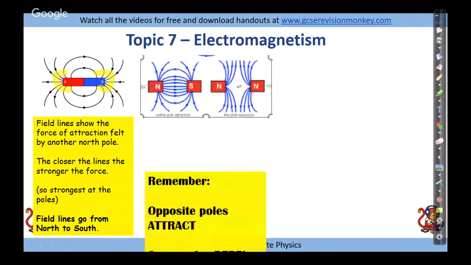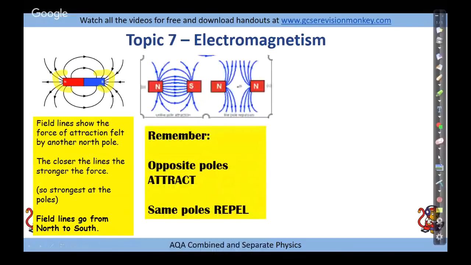Okay, so when we bring two poles together, opposite poles, north and south, they attract each other. They'll both feel a force of attraction there. Bringing the same poles together, they feel a force of repulsion. And you've got to use these keywords, attract and repel.